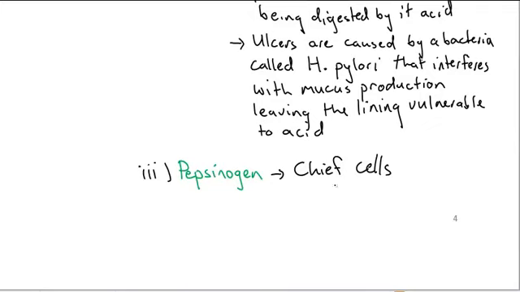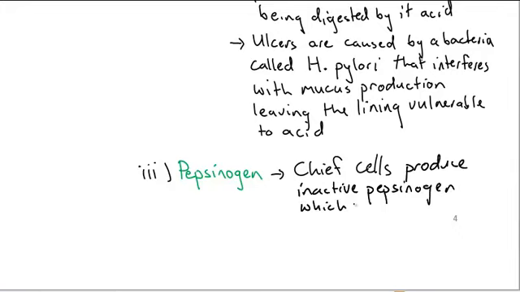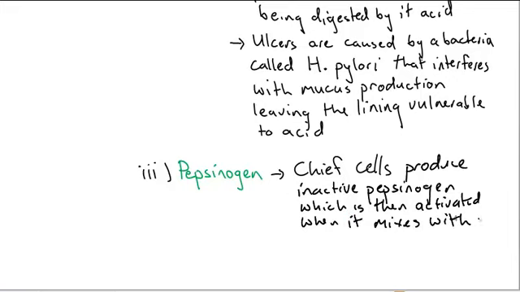So chief cells produce inactive pepsinogen, which is then activated when it mixes with HCl.